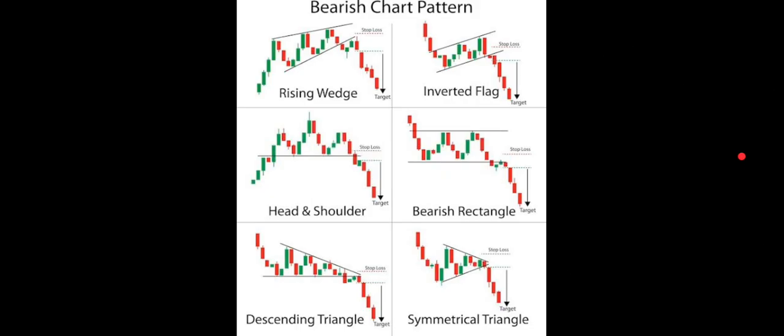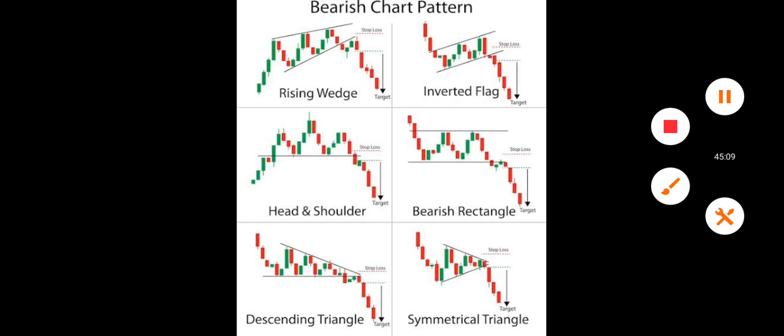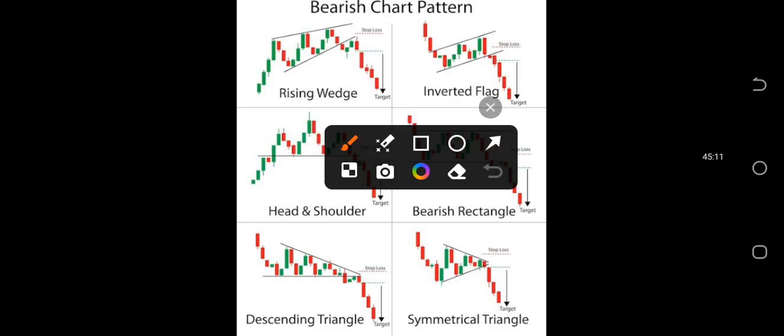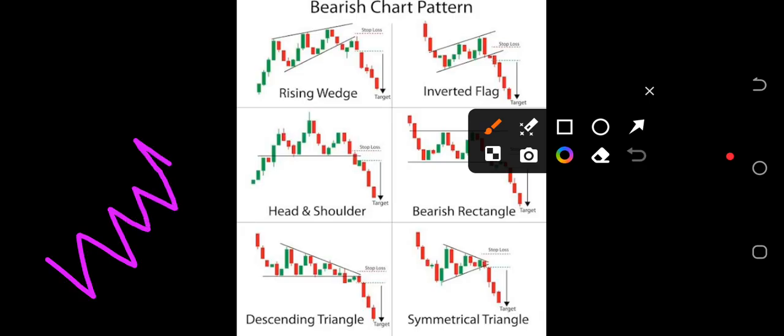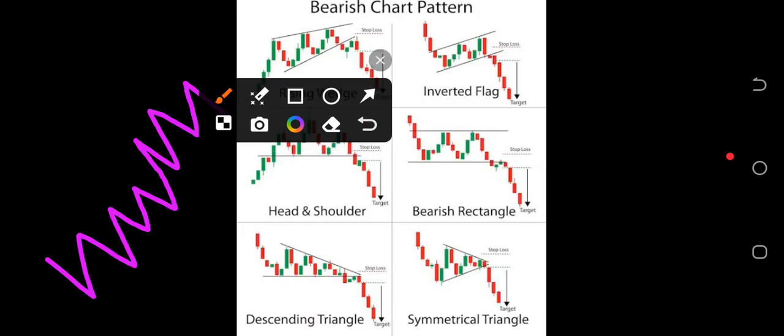Now we have two types of flag pattern. We have bullish flag and bearish flag. Once you hear bullish, just know that it is going up. So you see a situation where the market is moving like this, like this. It is going up, right? This is an uptrend. And then in this scenario, this is a downtrend.